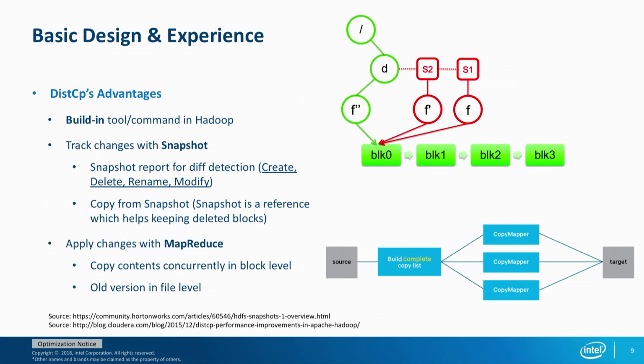So even if the file does not exist, you delete those blocks, if you have a snapshot, you still can refer to it or copy it. Actually, DistCp copies the snapshot to remote, not the actual files. So your copy will be a success because you just use the reference. And DistCp applies changes to remote with MapReduce, and it runs very high concurrency at block level, not at file level. So DistCp will break the file down into block level and copy them at the same time to remote, then merge it into a very large file.